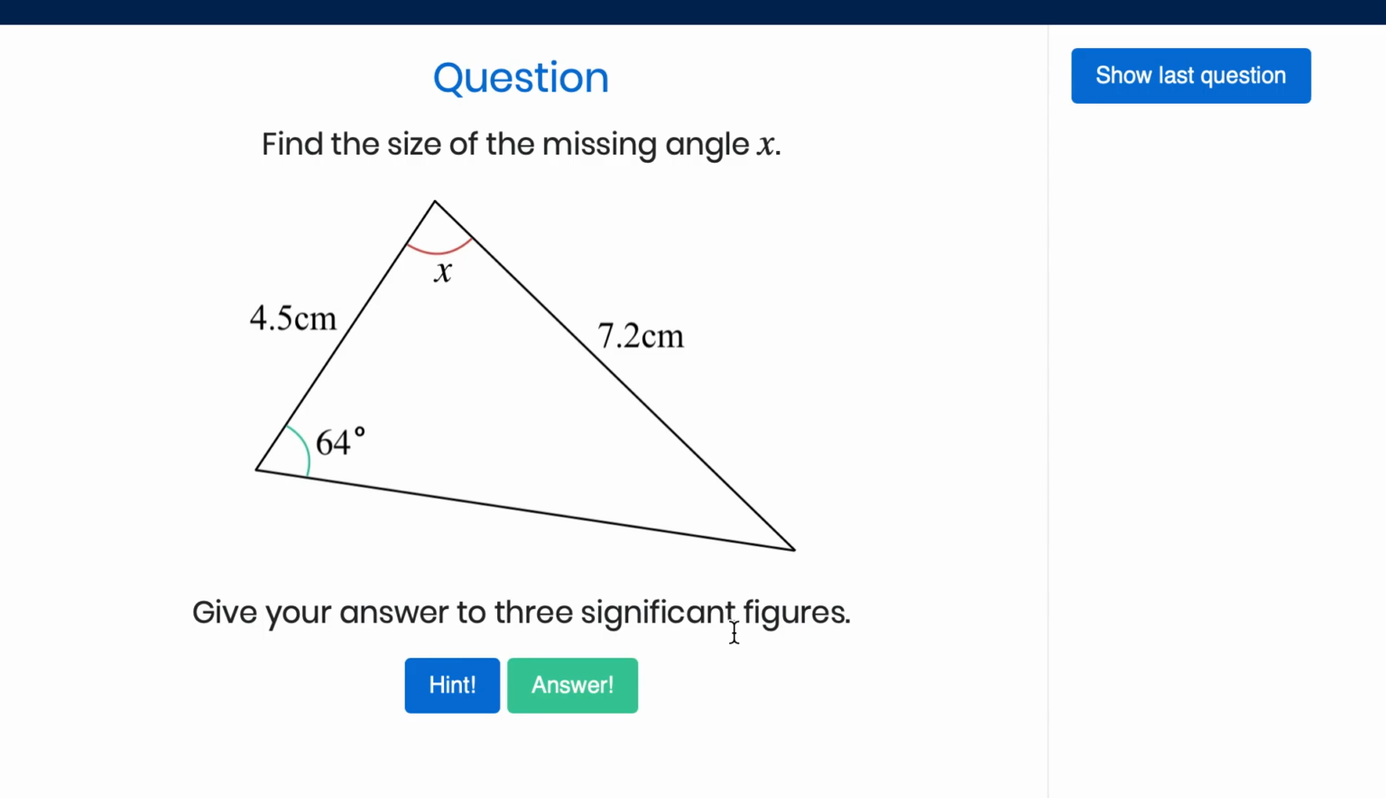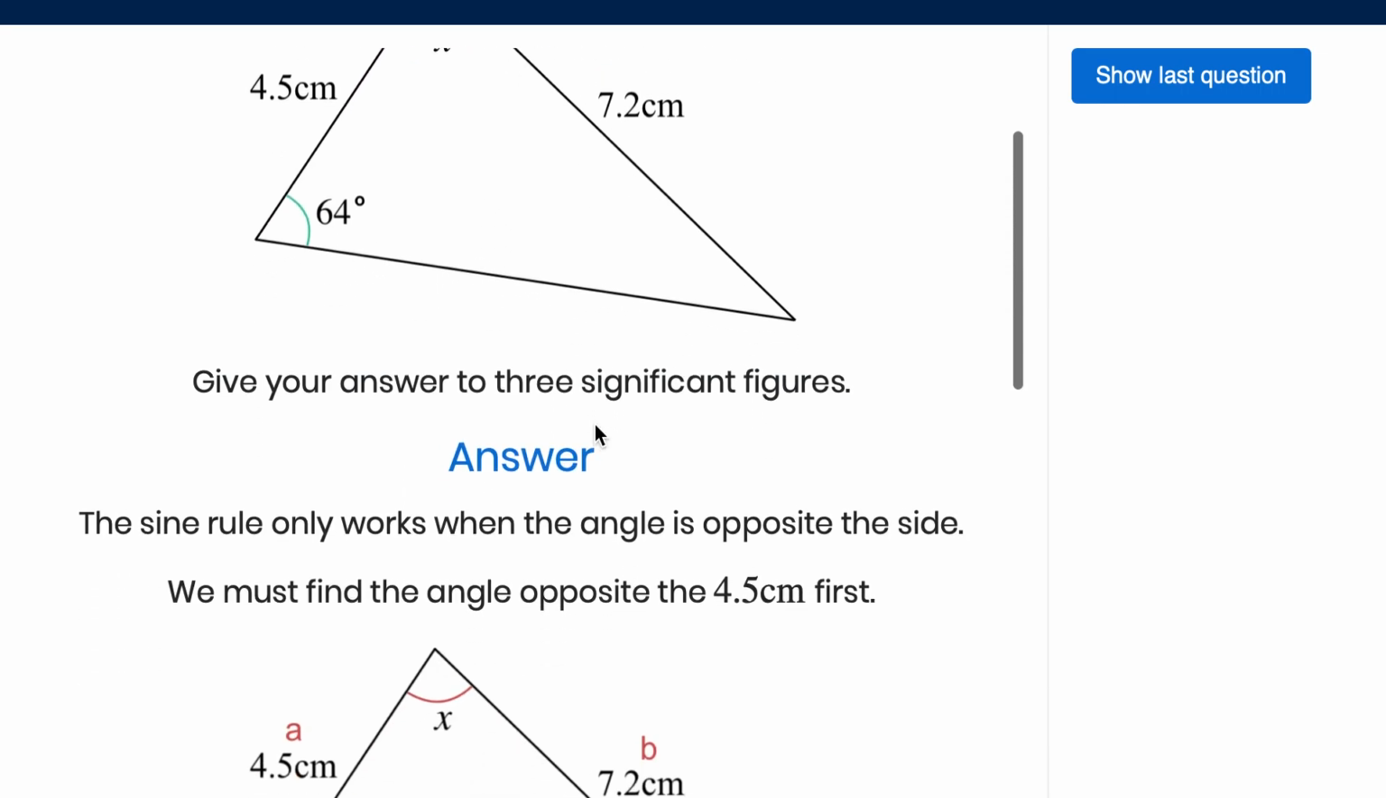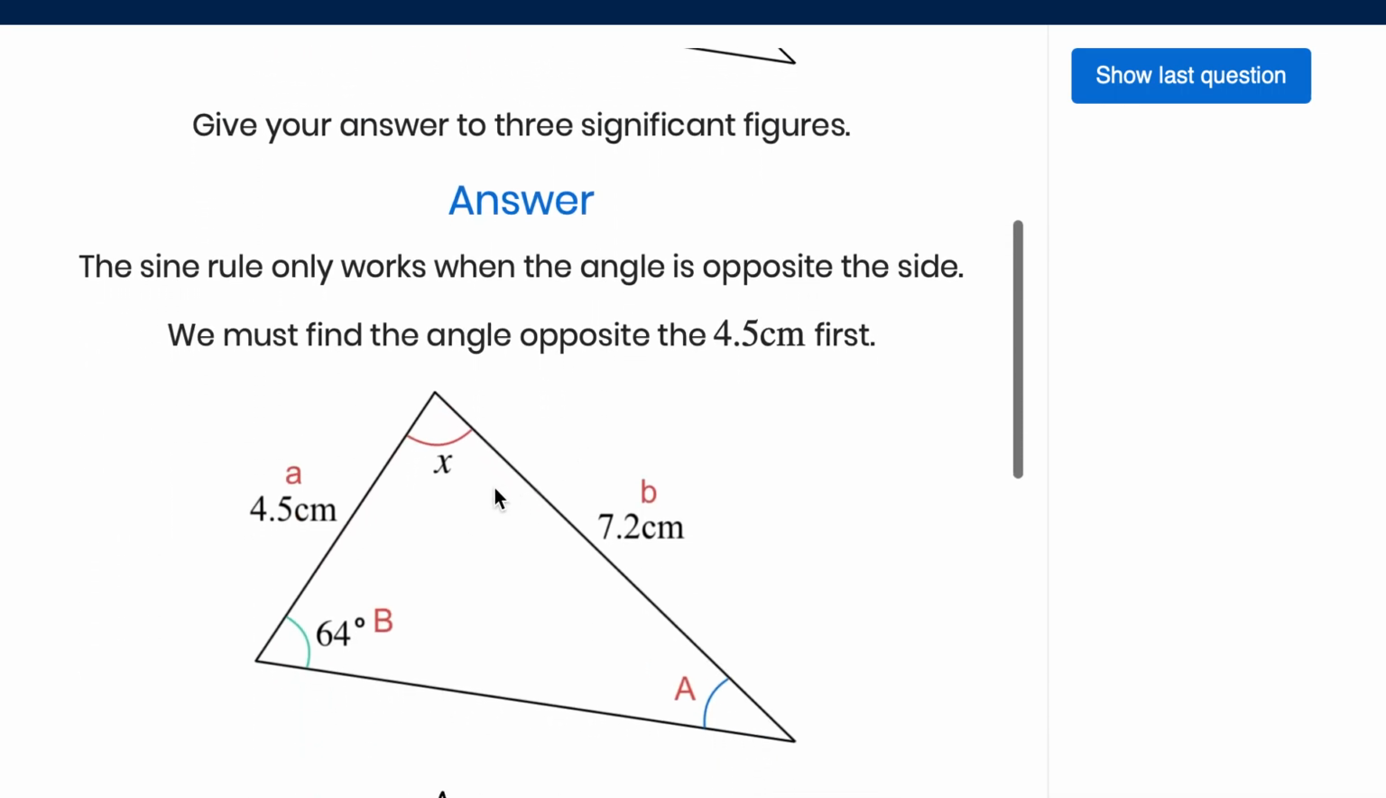Okay, now where people go wrong is that they forget that sides and angles must be opposite one another to use the sine rule. In this triangle, the angle x is not opposite the 4.5 centimetre side. So here is the answer. What we can do is first use the sine rule to find the angle that is opposite the 4.5 centimetre side. So we'll label that A.